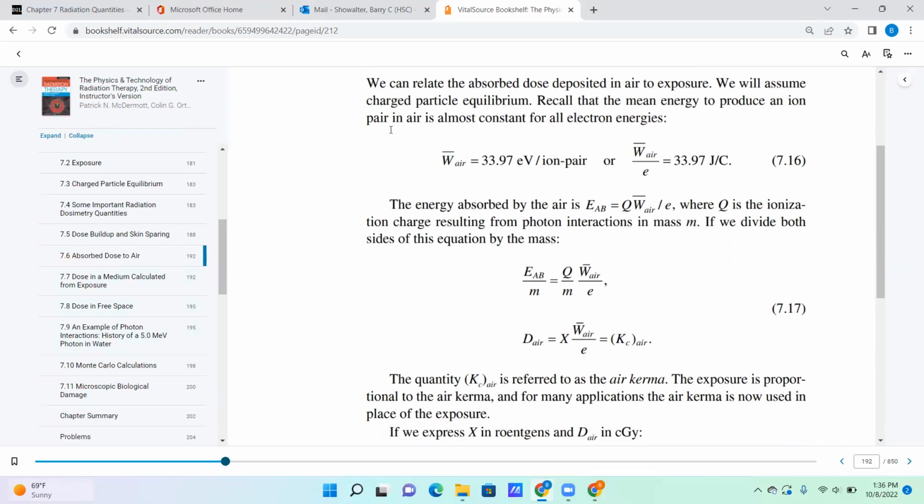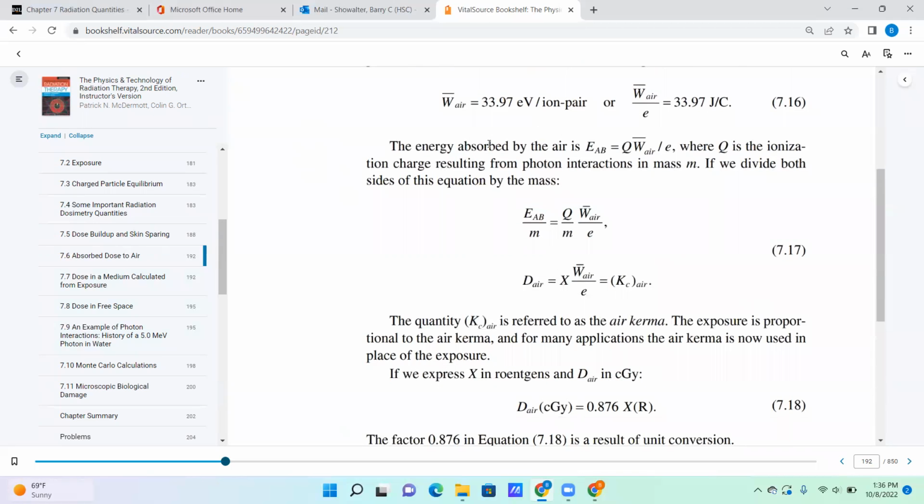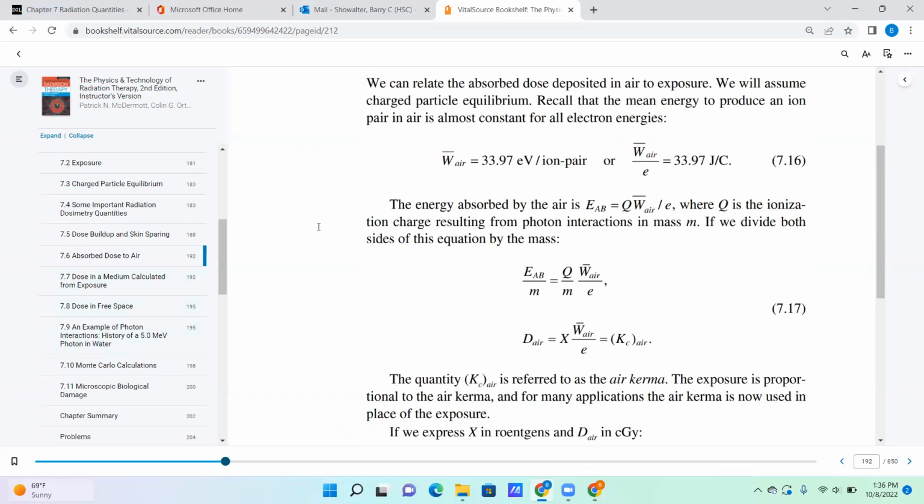The mean energy to produce an ion pair in air is almost constant for all electron energies. So the mean energy to produce an ion pair is 33.97 eV. Or if you divide by the elemental charge, you end up with 33.97 joules per coulomb. The energy absorbed by the air is going to be Q times this ratio, where Q is the ionization charge resulting from photon interactions in mass m.